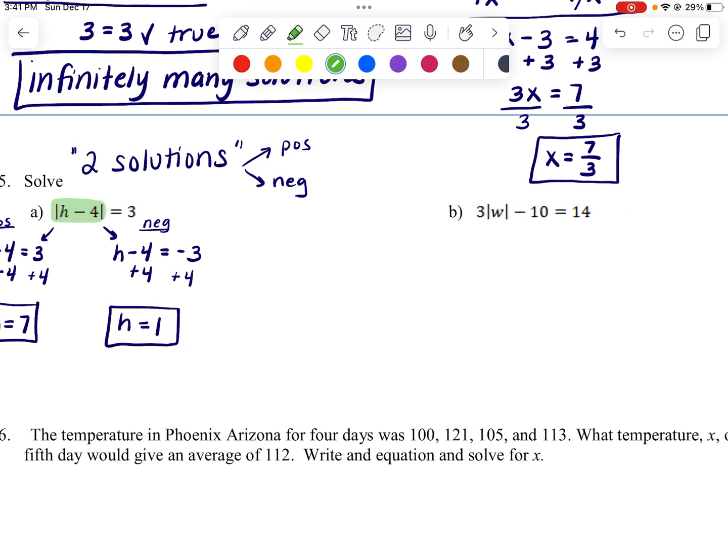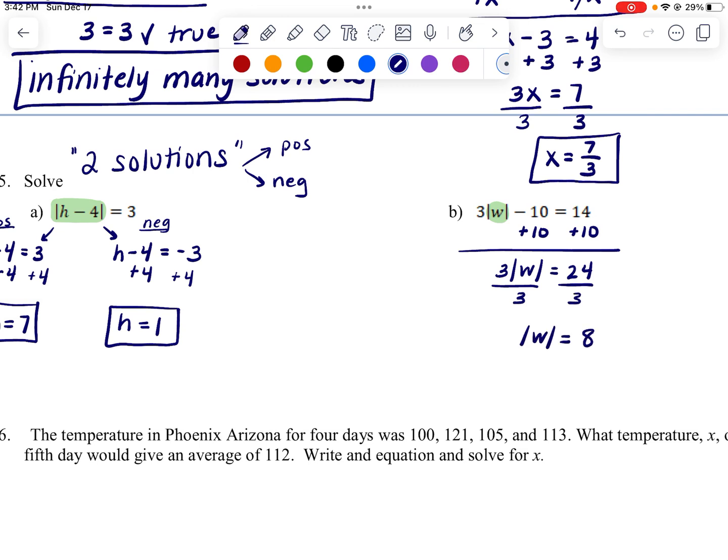So looking at B, again, I need to isolate the absolute value, which means I need to move the 10. So I'm going to add 10 to both sides. And I get 3 times the absolute value of W is equal to 24. Divide by 3. So the absolute value of W is equal to 8.